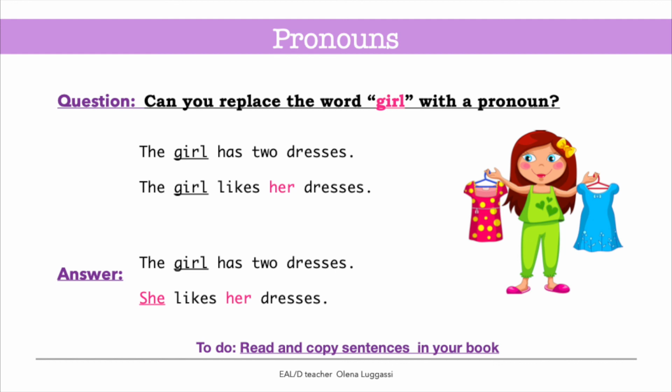Okay, let's have a look at this picture. The girl has two dresses. The girl likes her dresses. Can you replace the word girl with a pronoun? Yes. So the answer will be the girl has two dresses, and the second sentence, she likes her dresses. So we are not repeating the same words over and over again.